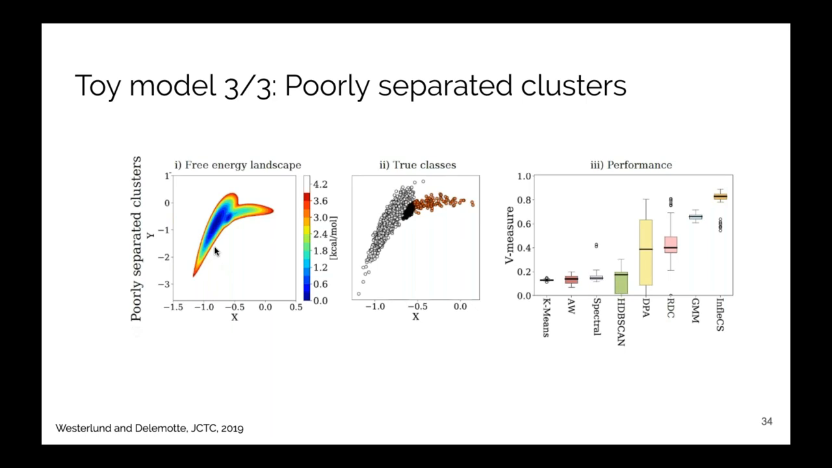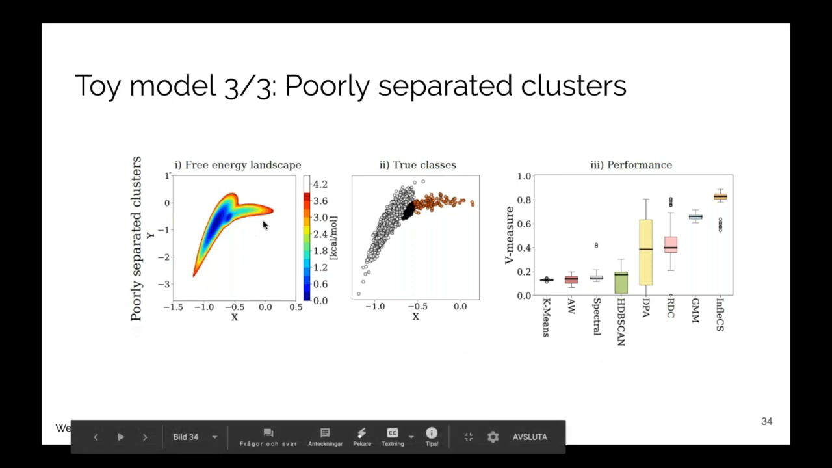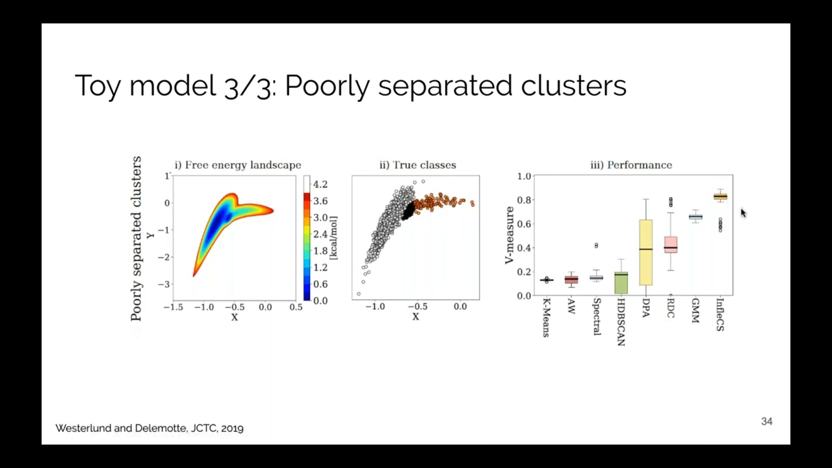We would have probably different densities of these states, and we might even have some non-linearity in the data. So for example, in this third toy model, we try to mimic this situation. If we look at the free energy landscape, we do have three free energy minima. But it's difficult to see when we look at the scatter data that we actually have three states because they're poorly separated. Looking at how well these methods perform, we see that the clusterings that are based on geometric area fail to do the clustering properly. It seems like it's a very difficult case overall, but InfleCS does a reasonable job at least.